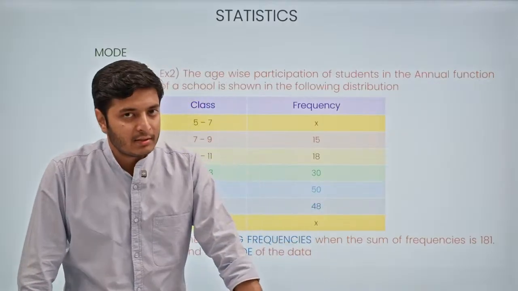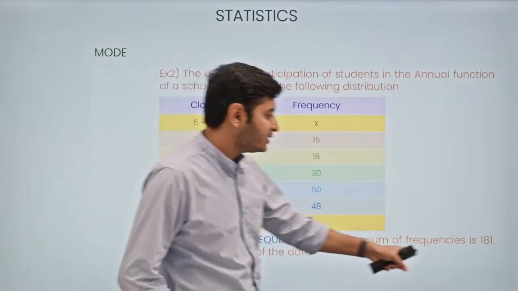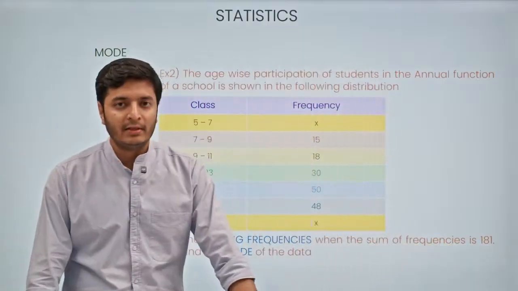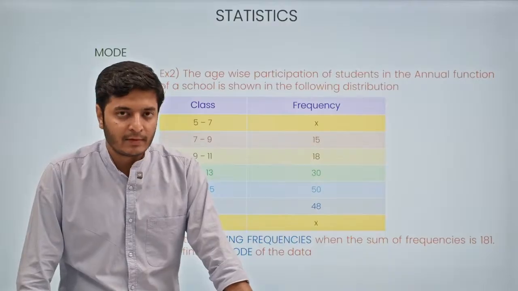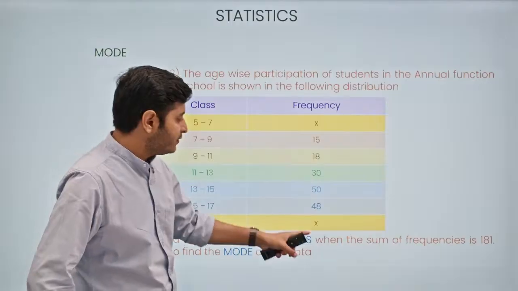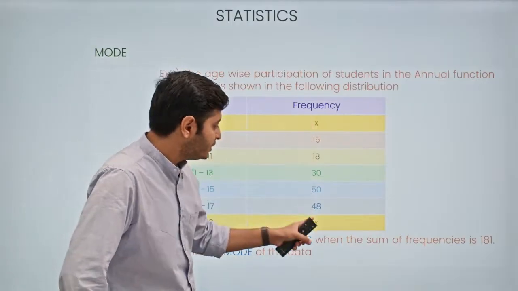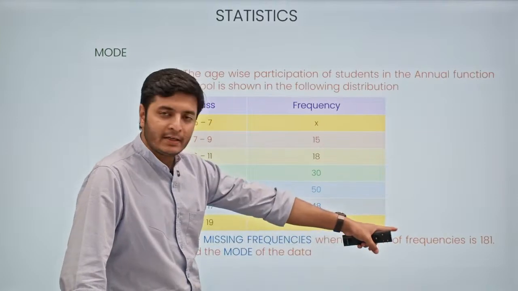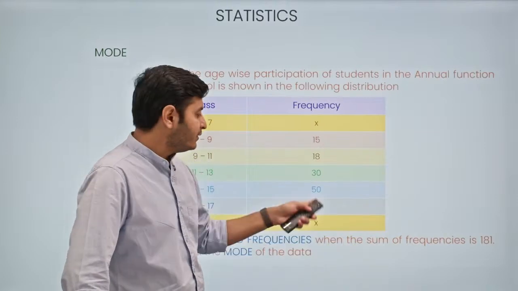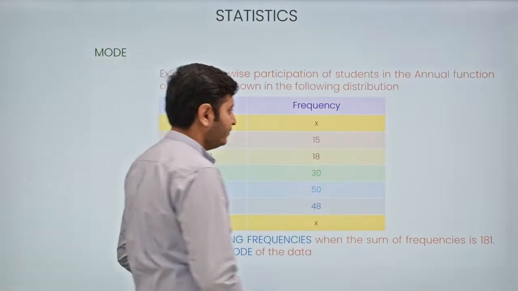But the good thing is that the total frequency is given to us. In the statement itself, the sum of the total frequencies is given as 181, and both the missing values are equal. So we can find the sum of all these values and equate that with 181, and then from there we can find the one unknown value X, correct? That is what we are gonna do here.